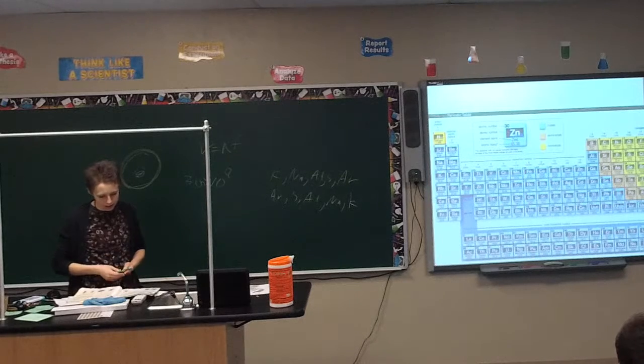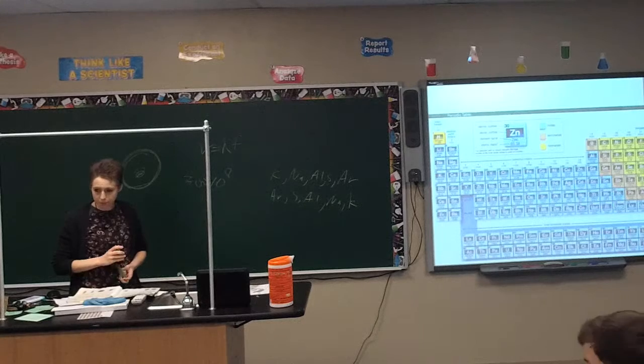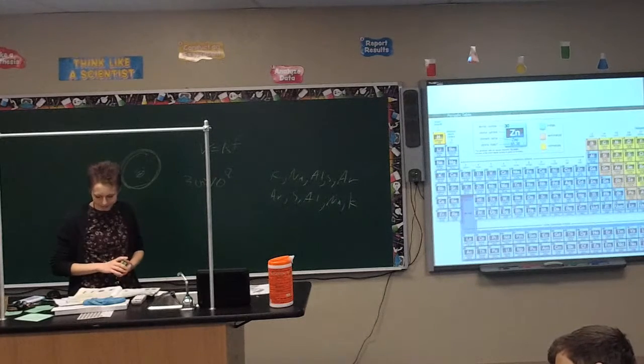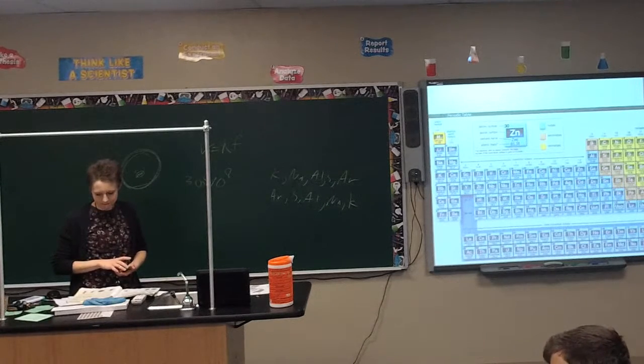Alright, back over to Quentin. What is the complete arrangement of electrons in an atom? Electron configuration. Alright, what do we call the four numbers that we use to describe the electron configuration?